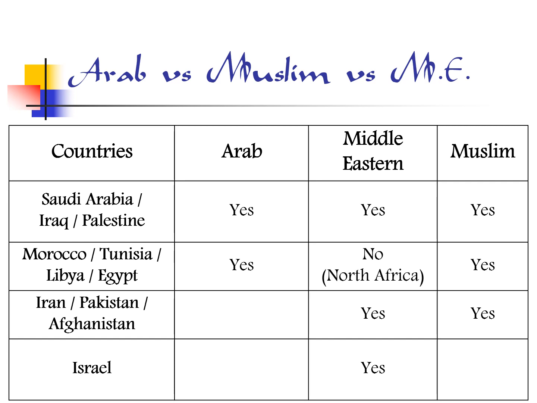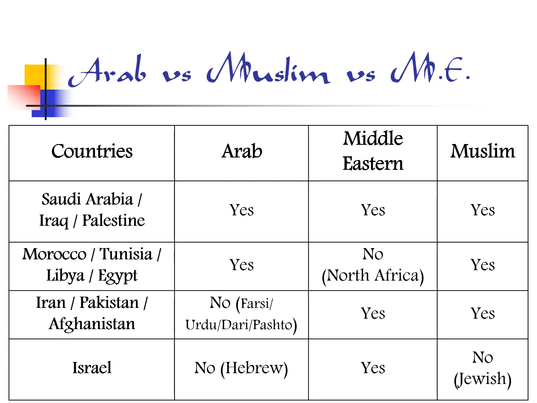Morocco, Tunisia, Libya, and Egypt are not Middle Eastern countries. They are geographically located in North Africa. Iranians speak Farsi, while Pakistanis and Afghans speak Urdu, Dari, and Pashto. Israel is a Middle Eastern country, but it is not an Arab country because their official language is Hebrew, and it's not a Muslim country because their official religion is Judaism.